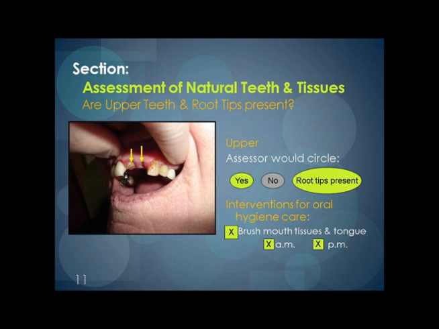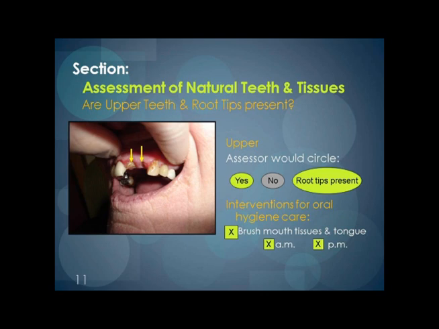From the OHAT, the assessor would advise a referral to an oral health professional, since the scoring would be at least a level 1. However, there are daily oral care interventions that should be initiated in order to try to improve the condition of the gum tissue. Brush mouth tissues and tongue, AM and PM, would be a standard intervention.